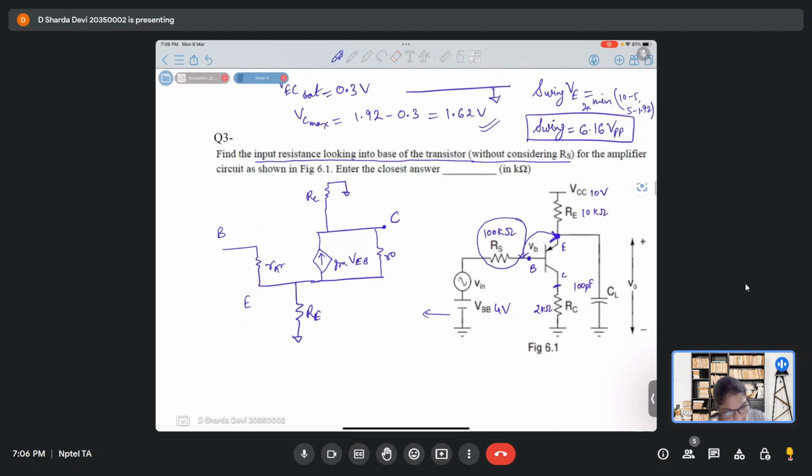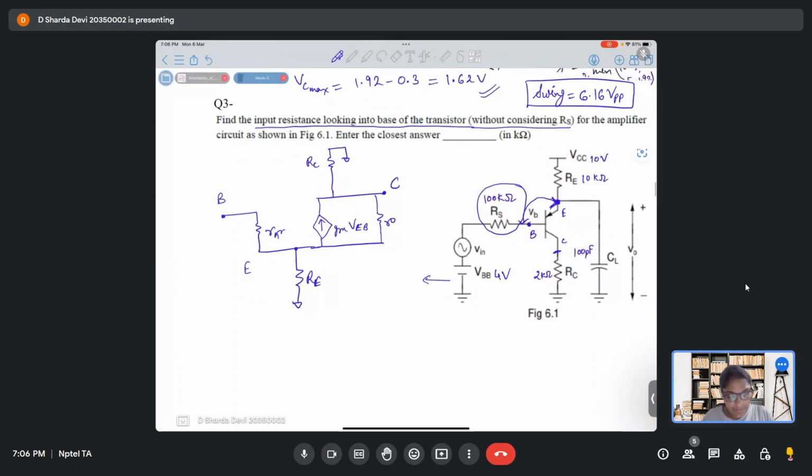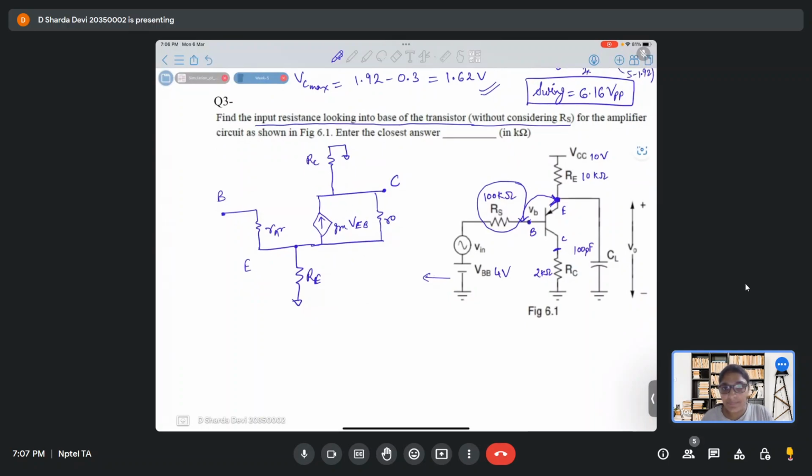R pi, GMVB, R0, RC and RA. Yes. So this is how your small signal model will look like. Yes, ma'am. So in this you have to find Zn looking from this base terminal. What is the total resistance that we will see?